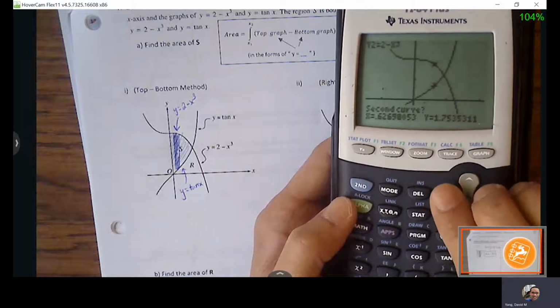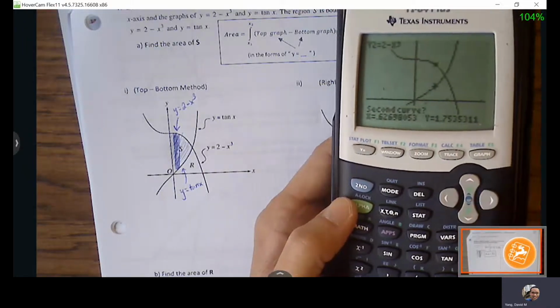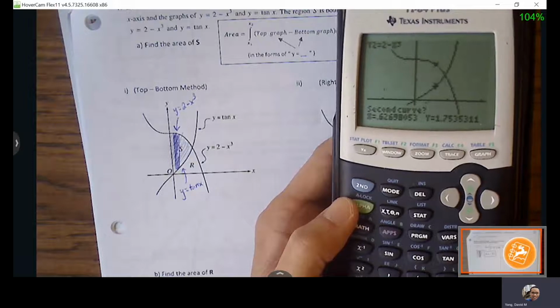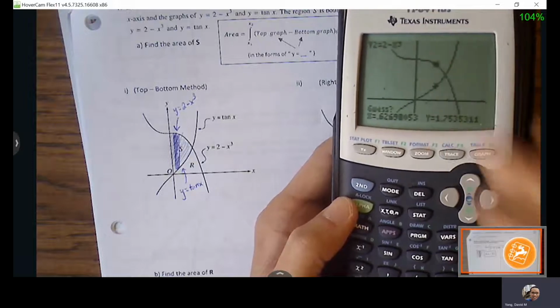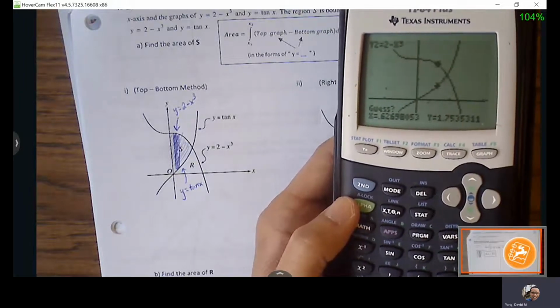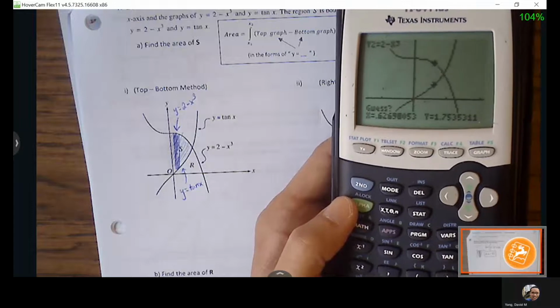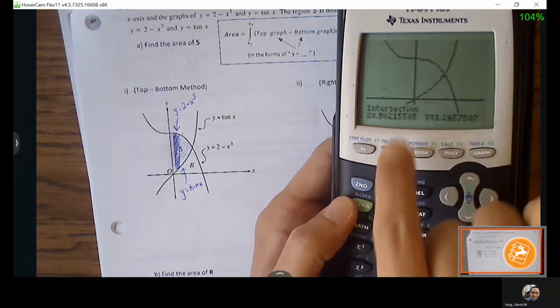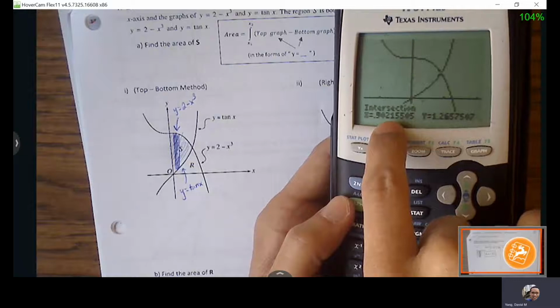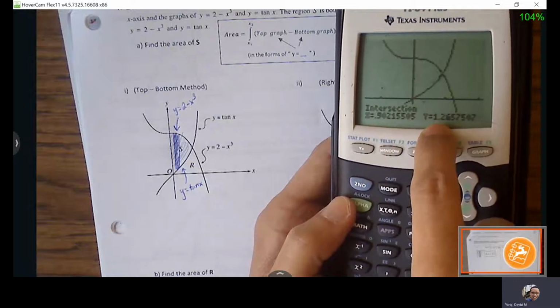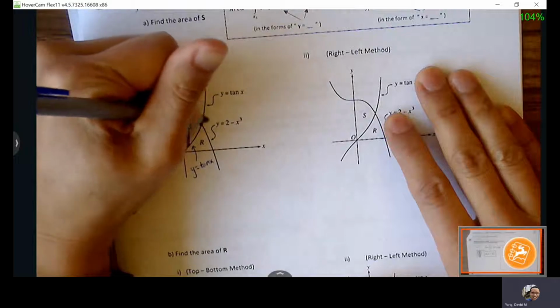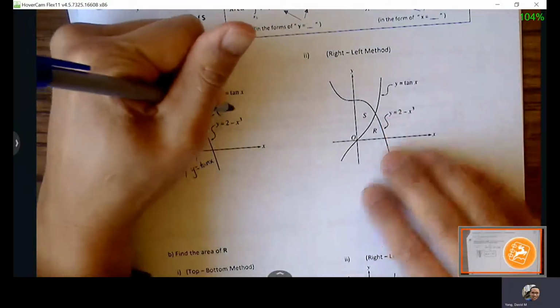You can go left and right to make sure you're on that curve. Again, don't go to the intersection, just get close to it, hit enter again. And now the calculator is going to find the closest intersection between those 2 points that you gave it. Enter again, there's your intersection, 0.902, 1.266, okay? So we don't need the y value right now, but we're going to put the full ordered pair because we're going to need it later.